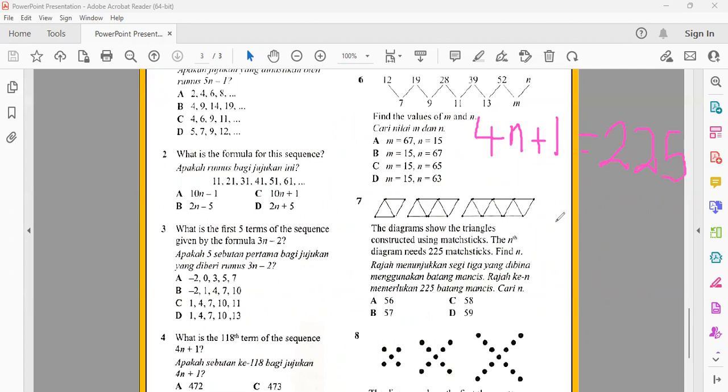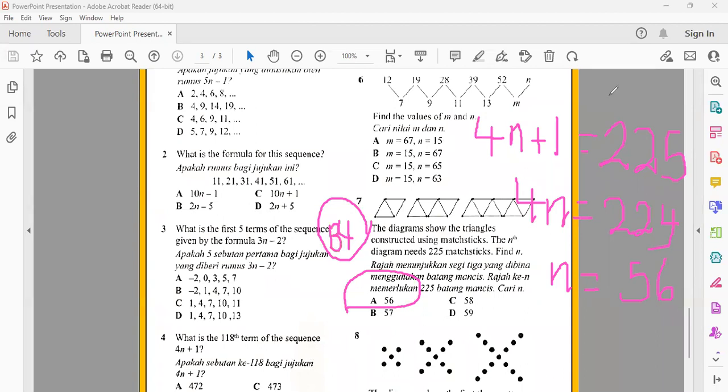225 matchsticks. So now for n, use algebra to solve. It's 224. n will be 224 divided by 4. And I believe your answer is 56. Is that right? 56, 56, 112. Yes, 224. So that's your answer. Wow. I give this band 4 easily. Band 4.